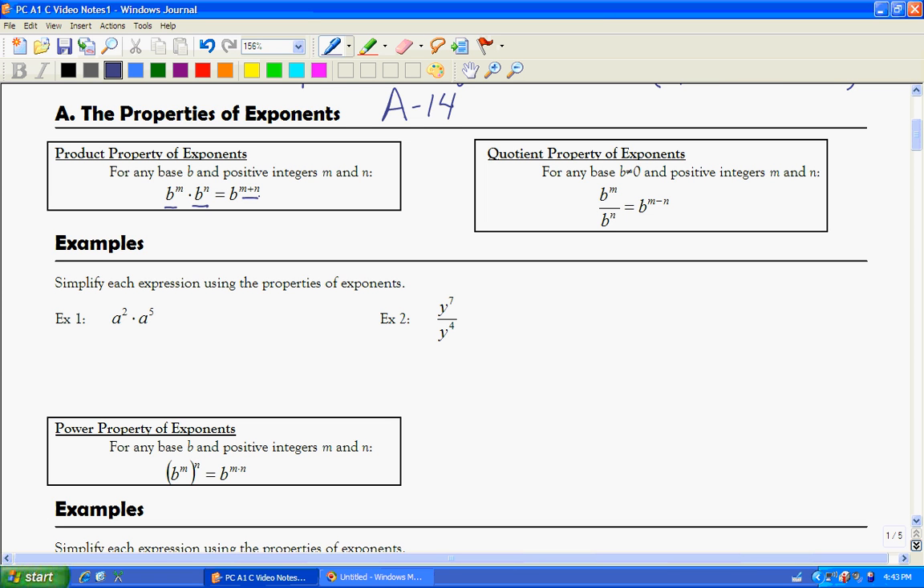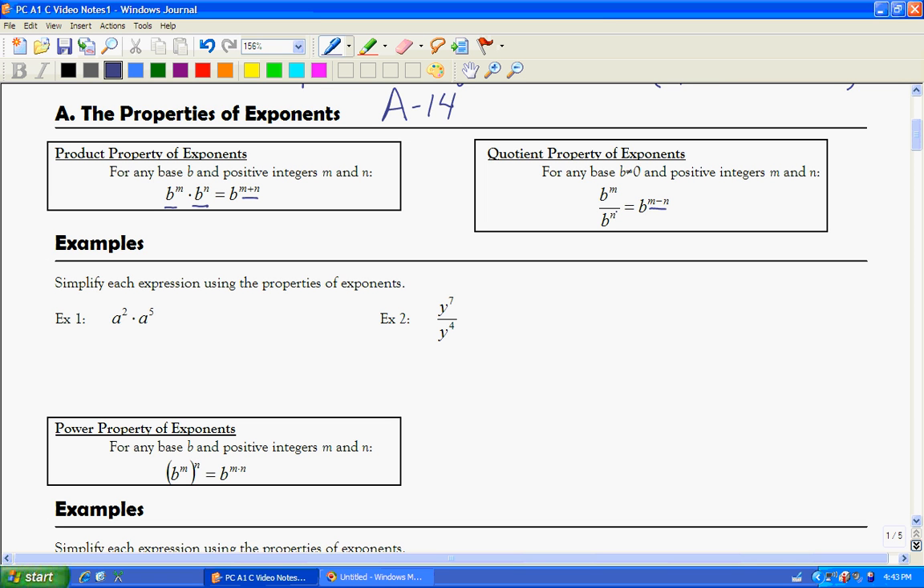The quotient property for exponents, a quotient is a division, so if you are dividing powers of the same base, so you see here you have b to the m divided by b to the n. In that particular case, to divide them, we're just going to subtract the exponents. We just need to note here that b, the base, cannot equal 0 since there is a b in the denominator. Remember, dividing by 0 is undefined.